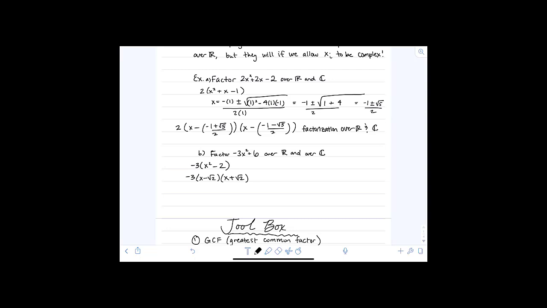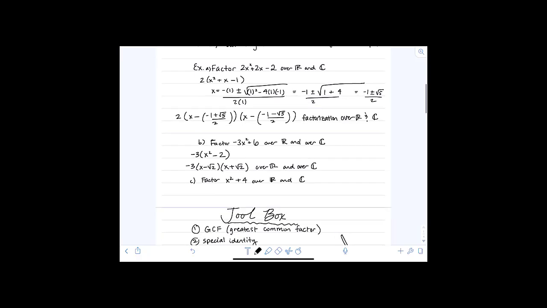I wanted to do one that had a different factorization over R and C, so I'm going to add in another example. Let's do part C here, and let's do something like x squared plus 4 over R and C.